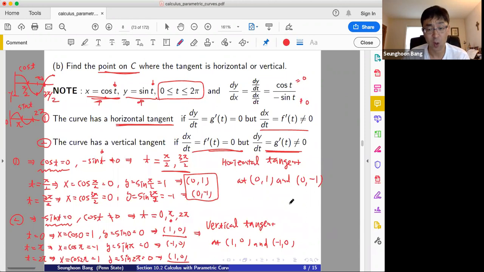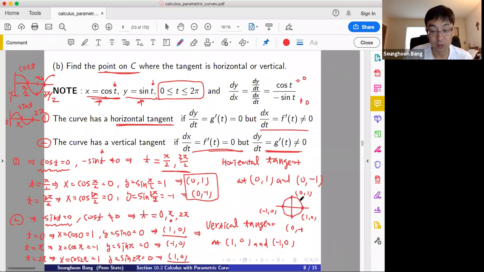This makes sense, because I'm going to sketch the graph of x equals cosine of t, y equals sine of t. You can see my lecture notes or my lecture video for section 10.1, my previous lecture, where I solved this problem. I can draw the graph of x equals cosine, y equals sine. The graph is exactly here, the unit circle. This is 1, 0. This is negative 1, 0. This one is 0, 1. This one is 0, negative 1.